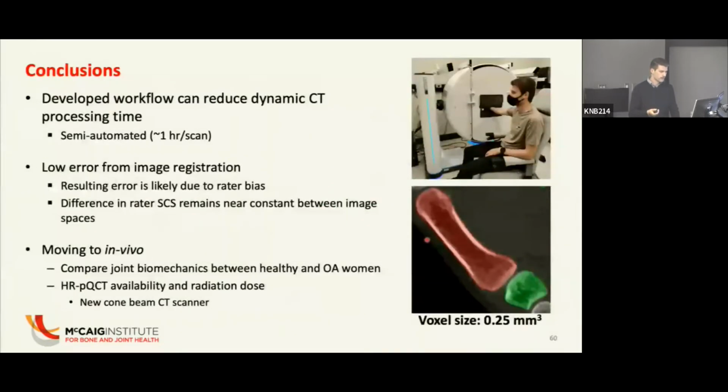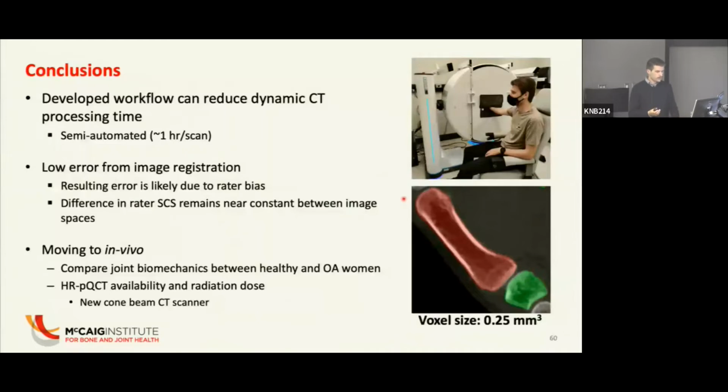So just to conclude on this work, we've developed this workflow. It drastically reduces the processing times, from at least what I can find in literature. It takes anywhere from 1 to 2 hours, depending on the speed of your computer, which is great. We found low errors from image registration. That means that the errors we're seeing are likely due to rater biases rather than our image processing, which is great.